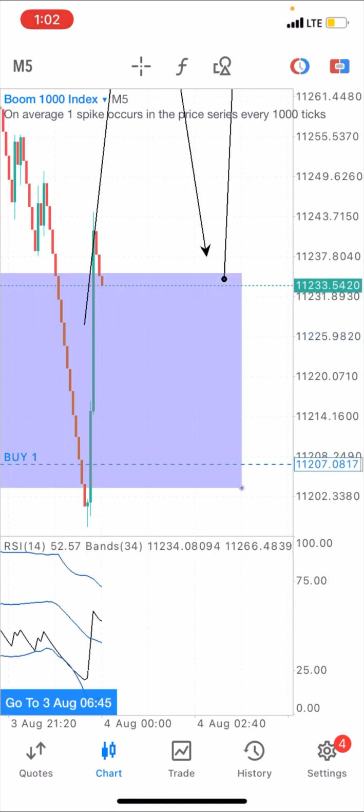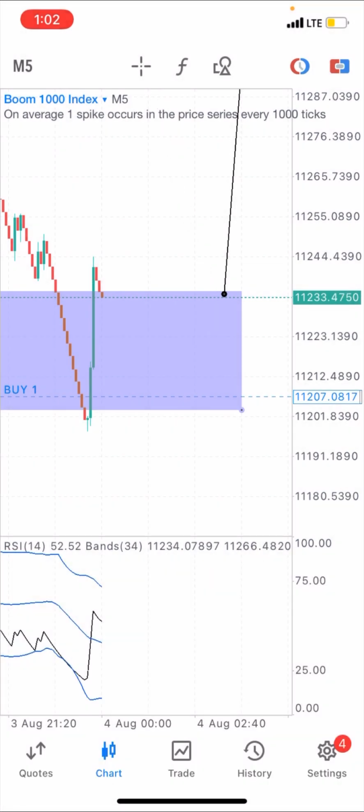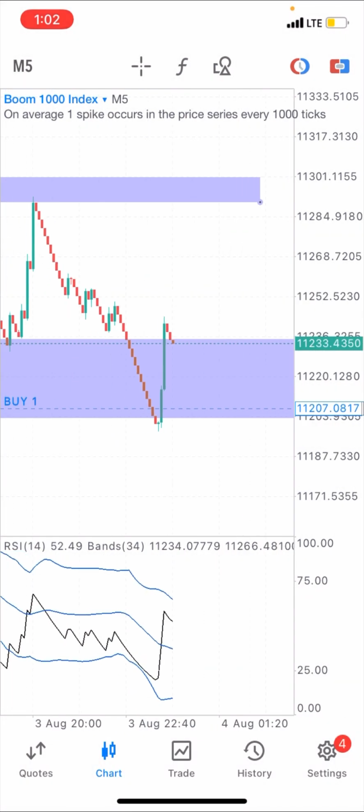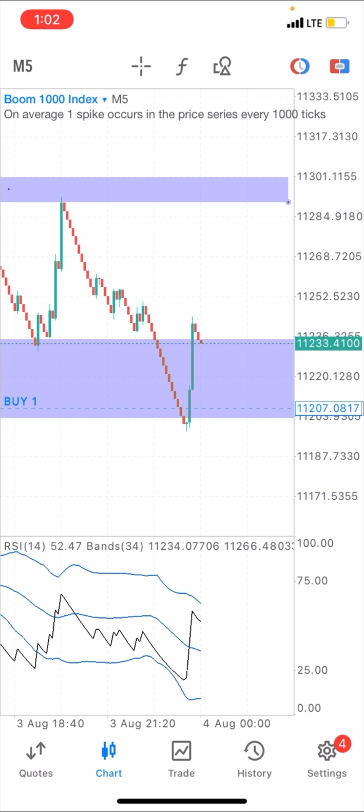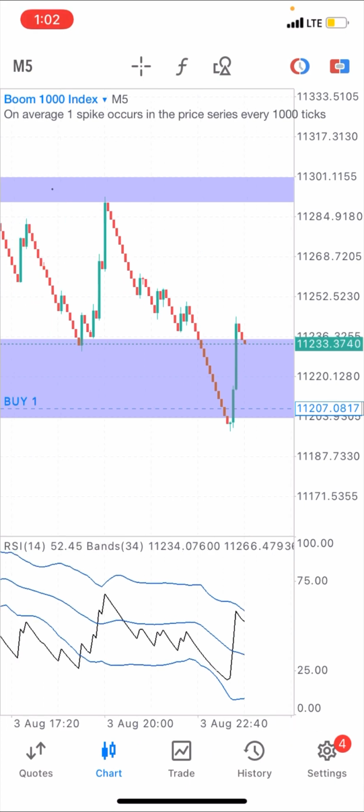Okay, so here you can see I'm just gonna close out shortly. I've gotten over $200 on this trade. So if it doesn't spike anytime soon, I'm gonna close out because I've already, like I said, hit my target.